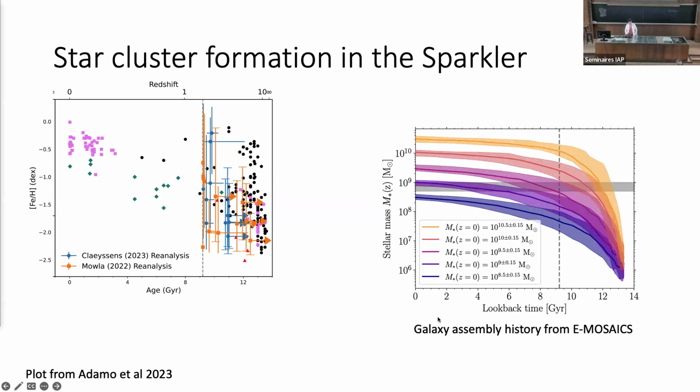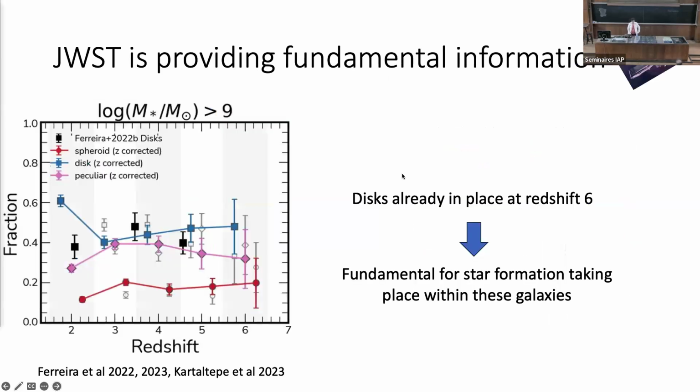For instance, we can use simulations and try to understand what the Sparkler will become at redshift 0. What we see is that we will end up with a galaxy that is roughly between 10 to the 9 and 10 to the 10, so it's going to be a disk like M33 at redshift 0. Now, with JWST, we open the horizon, and we are looking at the optical rest frame of galaxies. With HST, we were focusing on the UV, while looking at the optical is actually telling us the galaxies and disks are in place much earlier.